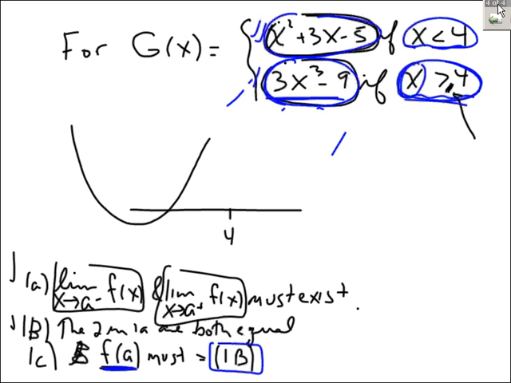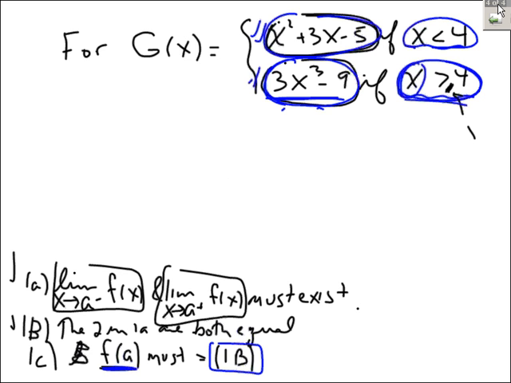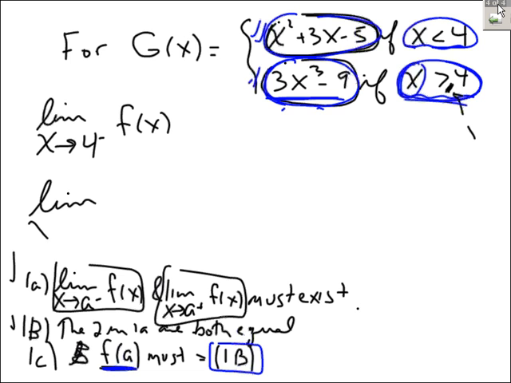Yeah. So let's erase all of this. We need to verify the three statements below. That's the Bible in these problems. You have to know how to verify these few statements. So we need to look at the limit from the left and from the right. That's what 1a talks about. What is the limit as x goes to 4 from the left of f of x? And what is the limit as x goes to 4 from the right of f of x?